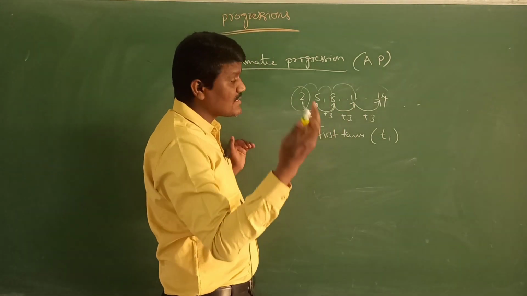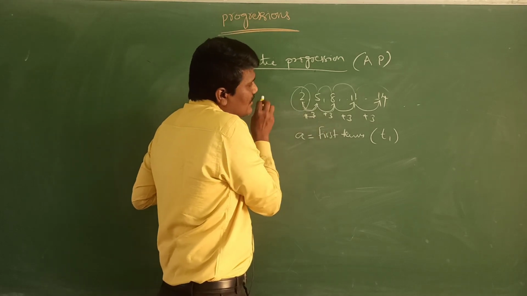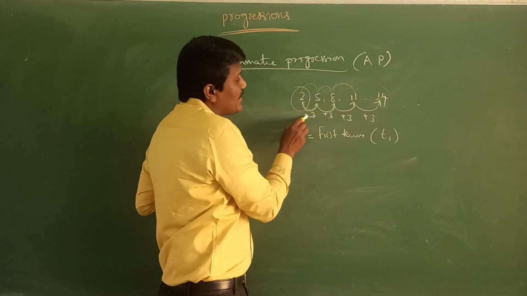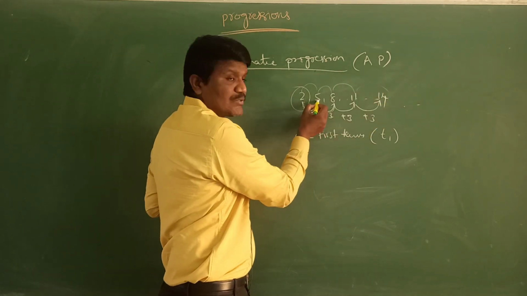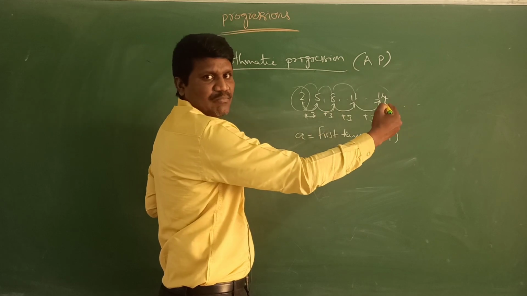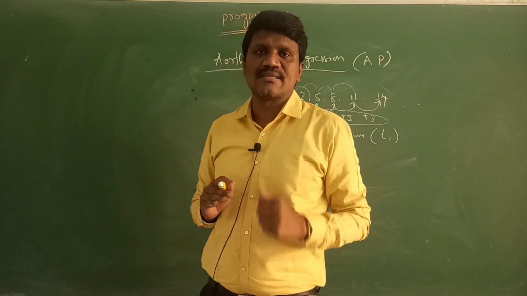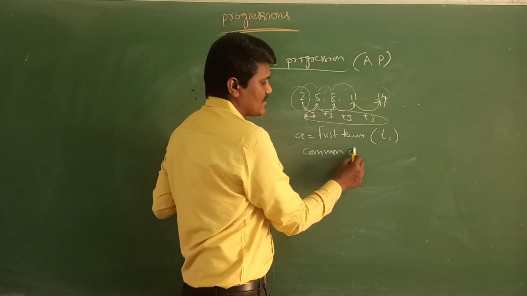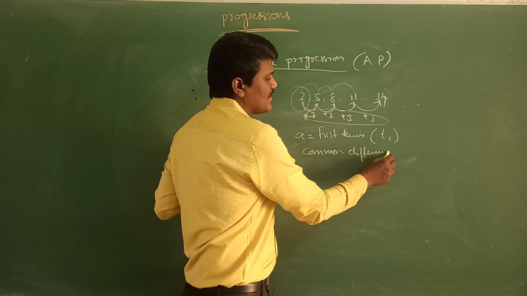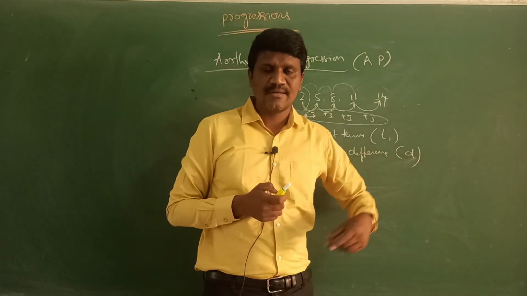Okay students, the next important one is the difference. If you observe, the series is formed by adding 3. For every number, if we add 3 to the previous number, we get the next number. So this 3 is called the common difference. Generally we denote the common difference by D.